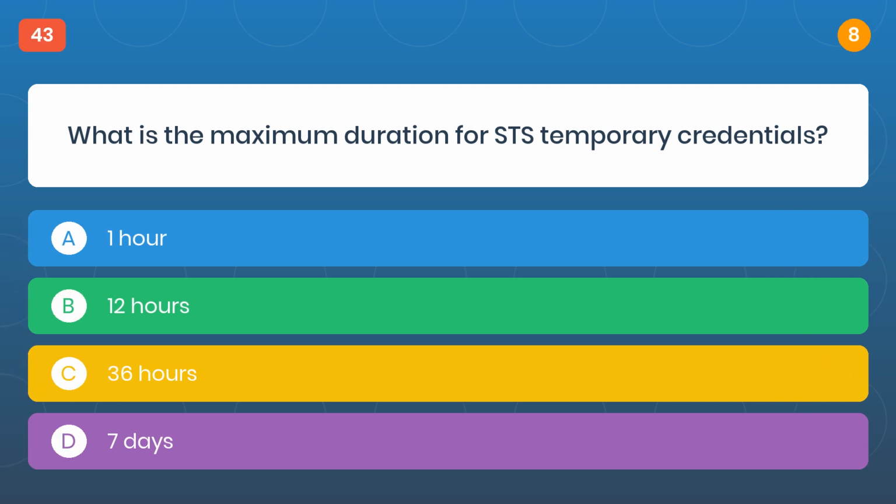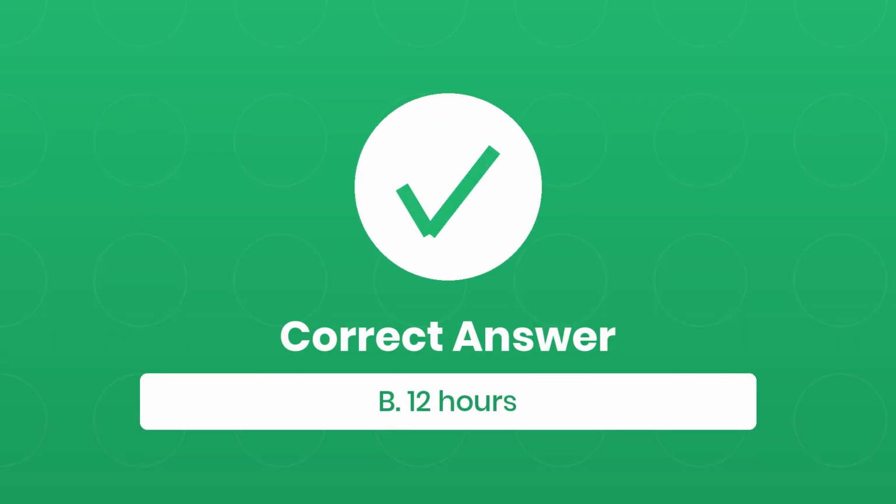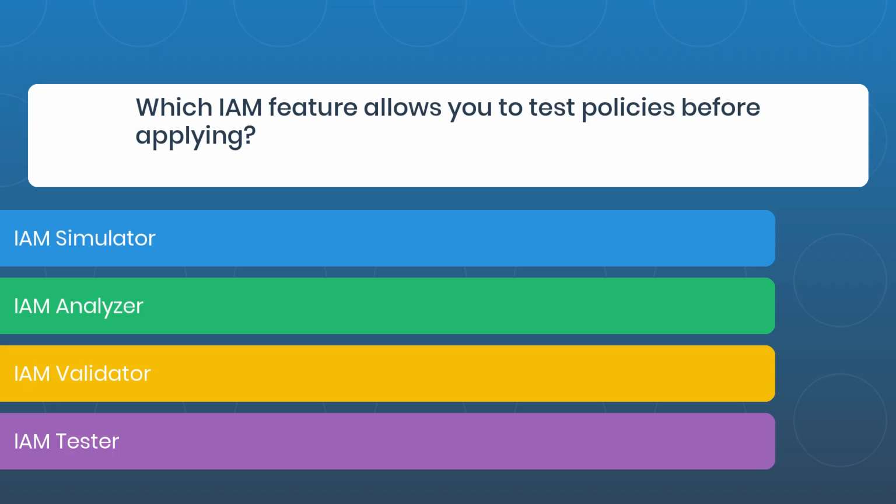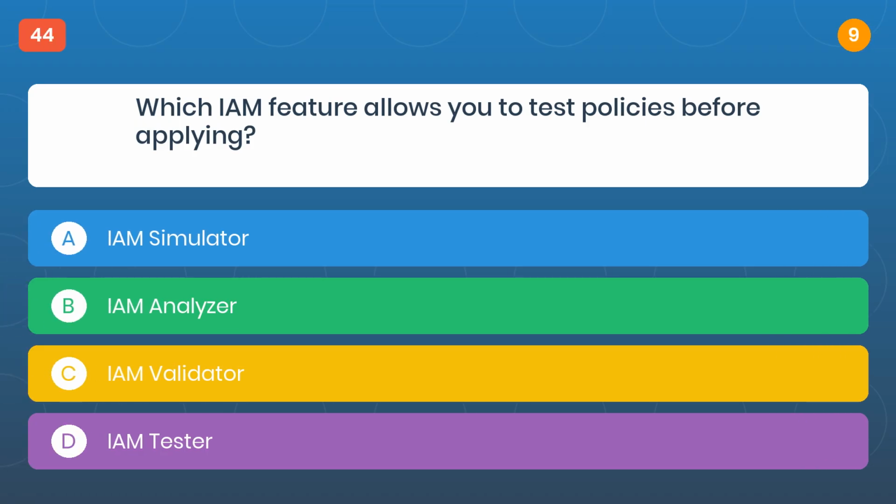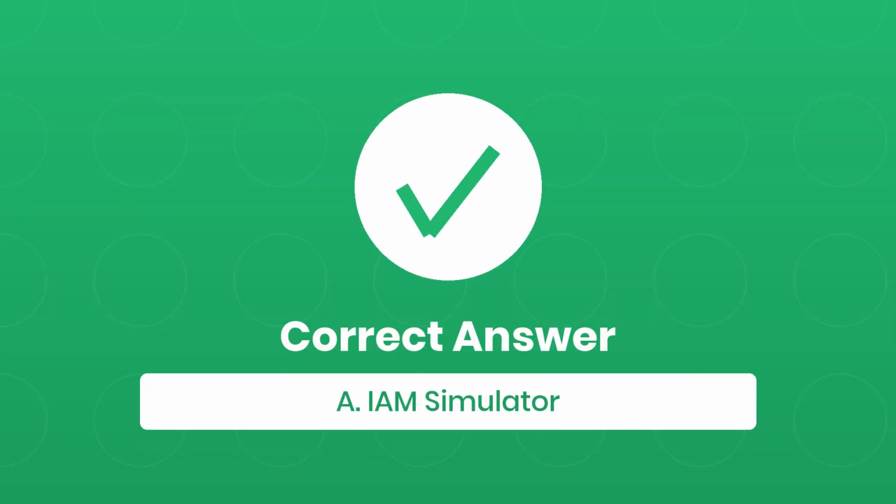Question 43. What is the maximum duration for STS temporary credentials? The correct answer is B, 12 hours. Question 44. Which IAM feature allows you to test policies before applying? The correct answer is A, IAM Simulator.